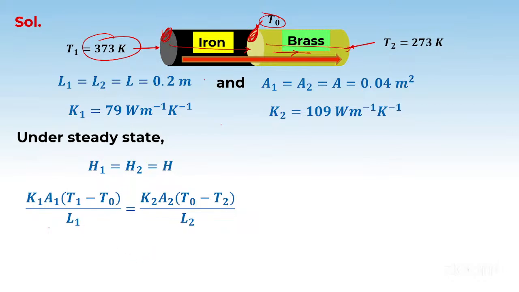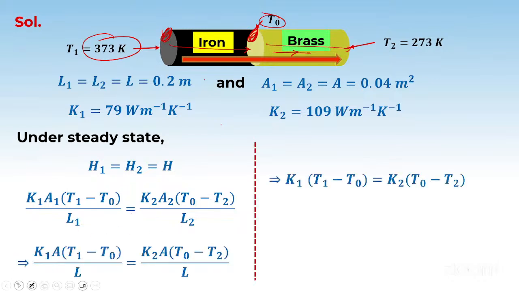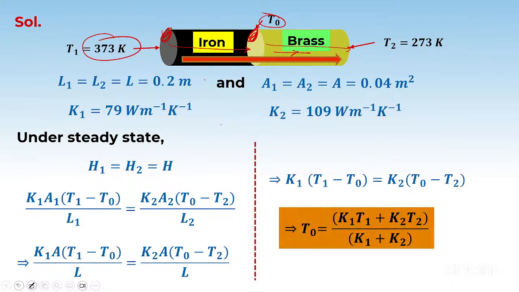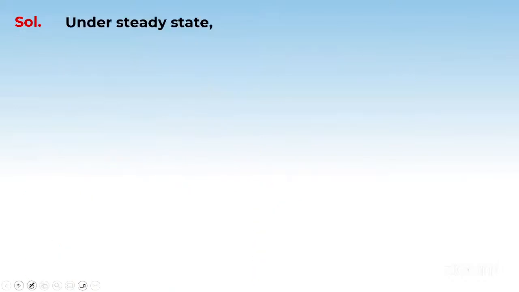ठीक है. L1 by L2. Now A1 and L1 or A2 and L2 will cancel out. It will remain like this. If you put down the value, this is the temperature of the junction when the bars are connected in a series connection: (K1 T1 + K2 T2) by (K1 + K2).